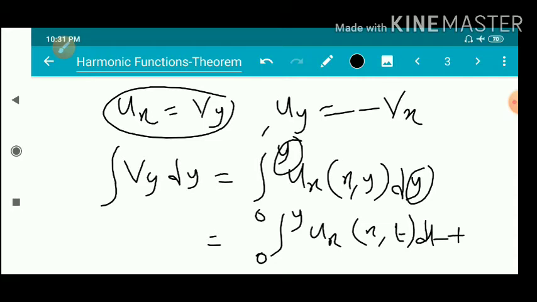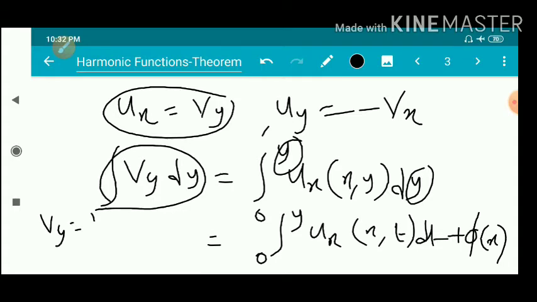Here we are integrating with respect to y, keeping x as a constant. So the integrating constant may be a function of x. So we take it as phi of x. From the left side, integrating Vy, that is dou v by dou y, with respect to y gives v of (x, y). So we get v of (x, y) equal to the integral from 0 to y of Ux of (x, t) dt plus phi of x. So we can define a function v of (x, y) like this.